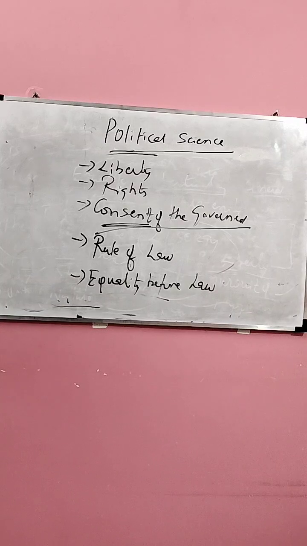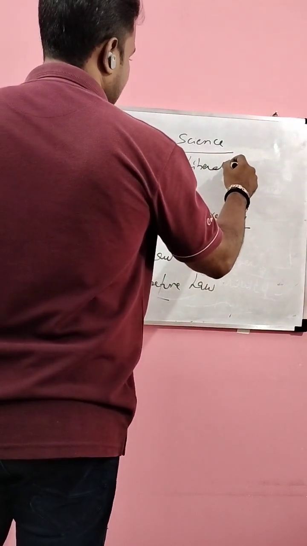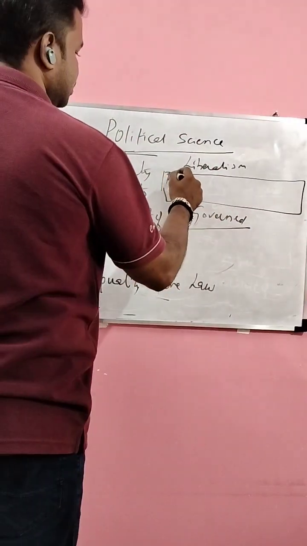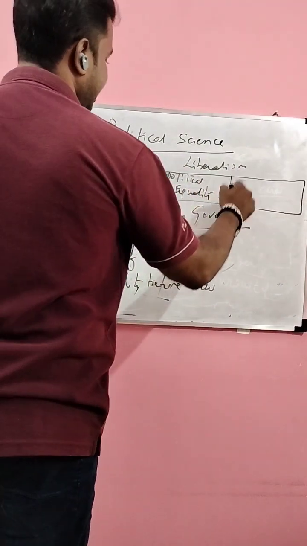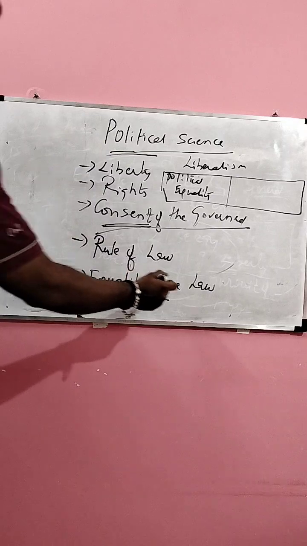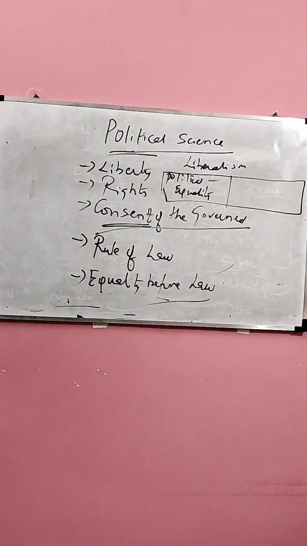But what about the economic values? If you look at the economic values, liberalism is happy with political equality. Why? It is accepting these values: liberty, rights, consent, rule of law, equality before law. It is happy with political equality. Everybody is the same politically. Everybody is the same with respect to power. We are all equal under the state. Nobody is inferior or superior compared to another.